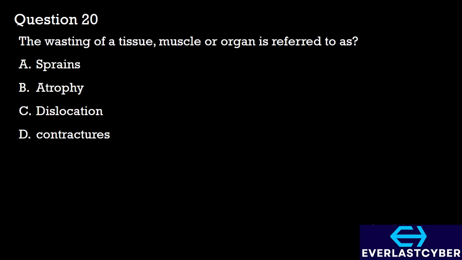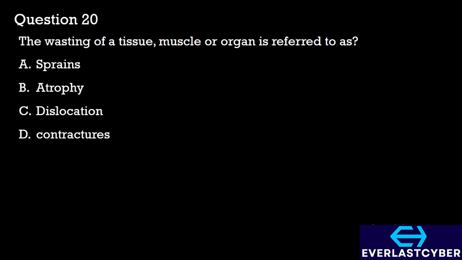Question 20. The wasting of a tissue, muscle, or organ is referred to as A. Sprains, B. Atrophy, C. Dislocation, D. Contractures. A sprain is an injury to a ligament caused by tearing or stretching, and this is often due to twisting or overextending the joints.